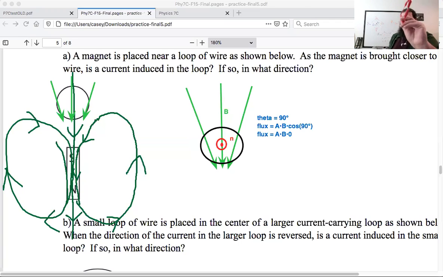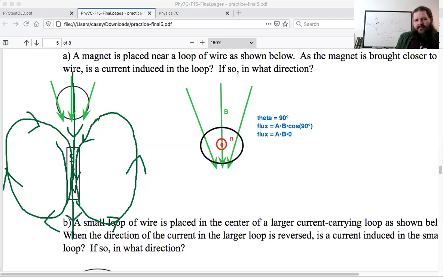If you're holding your loop of wire like this, the normal vector would be straight to the left or straight to the right. If you're holding it like this, it would be straight outwards or straight inwards. Or if it's on some diagonal, you're going to have a diagonal normal vector. But the normal vector is just a vector pointing straight perpendicular to the surface bounded by the loop of wire. That's what we mean by a normal vector.